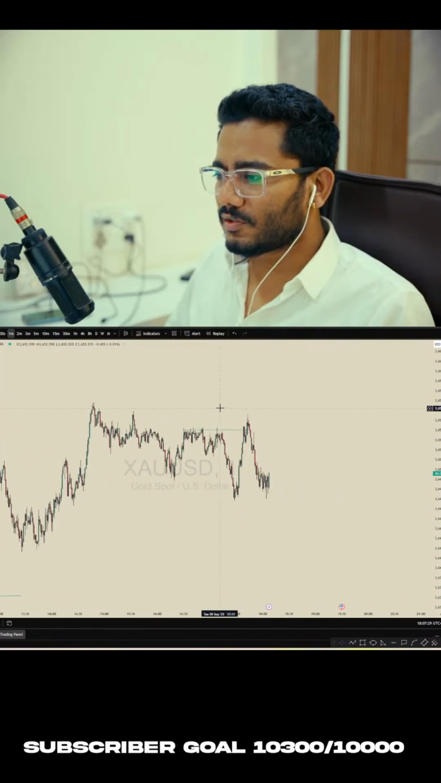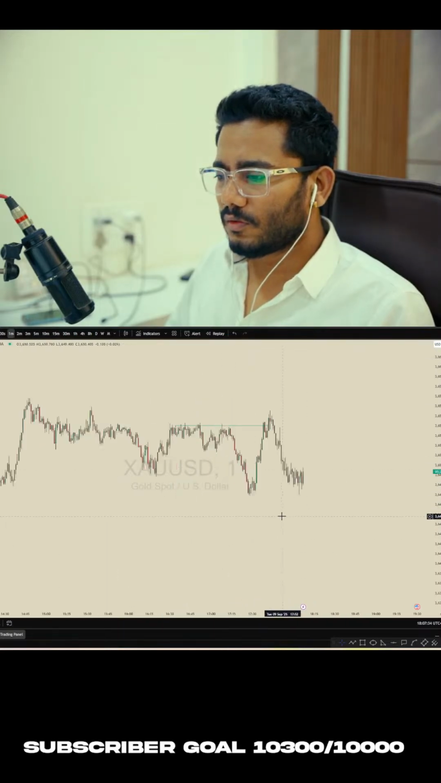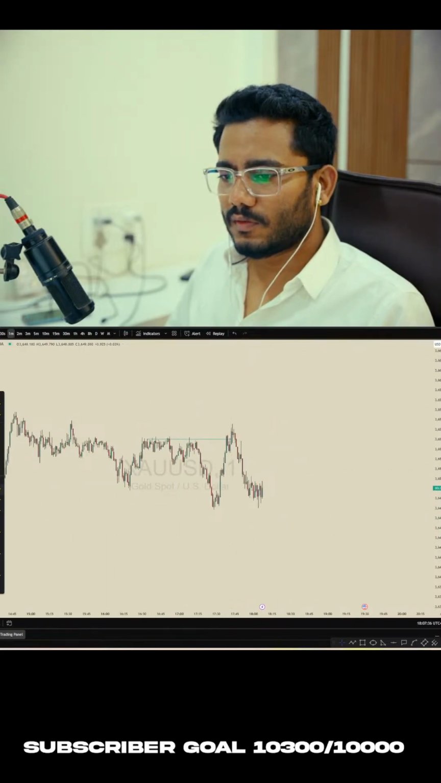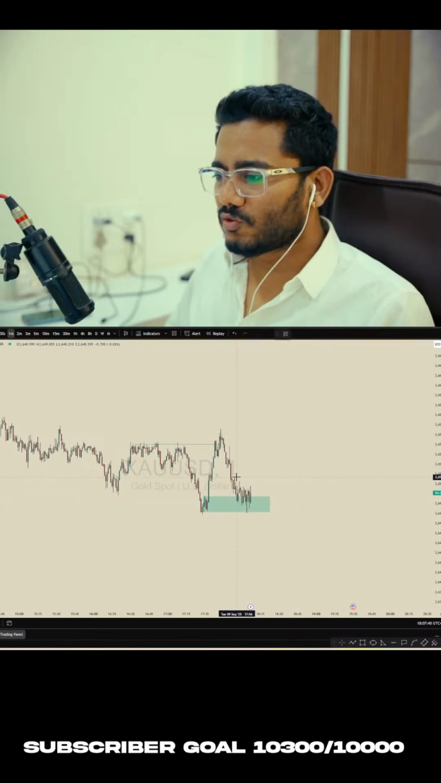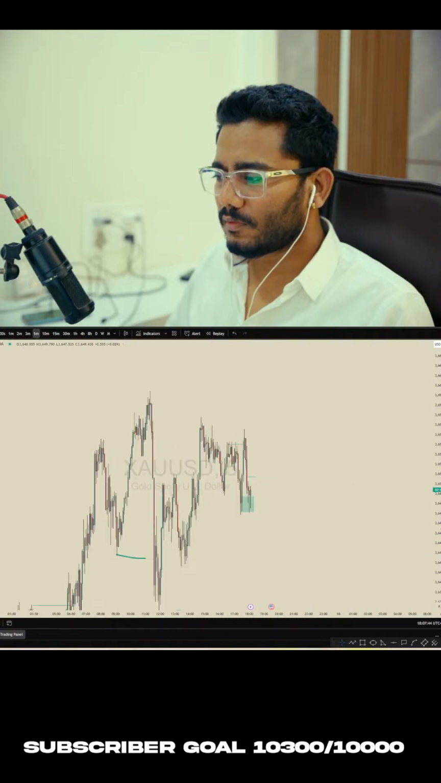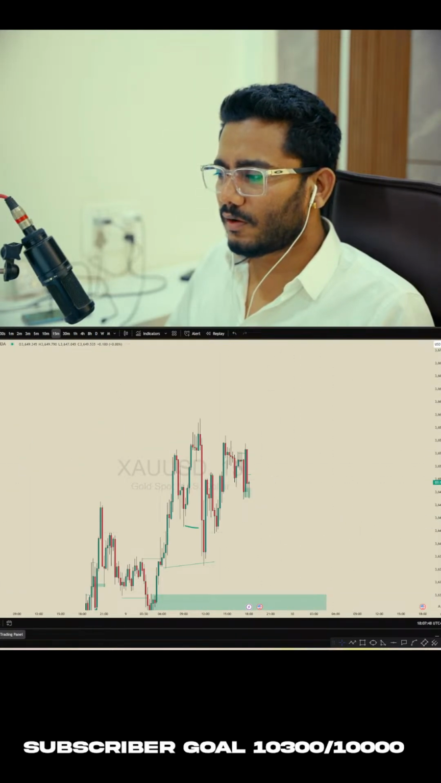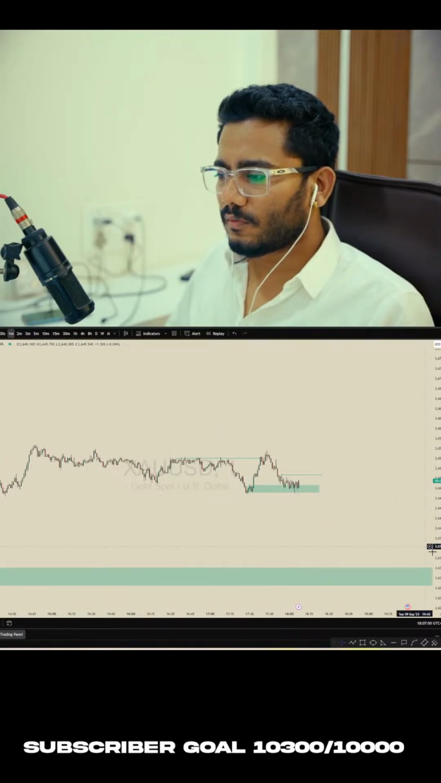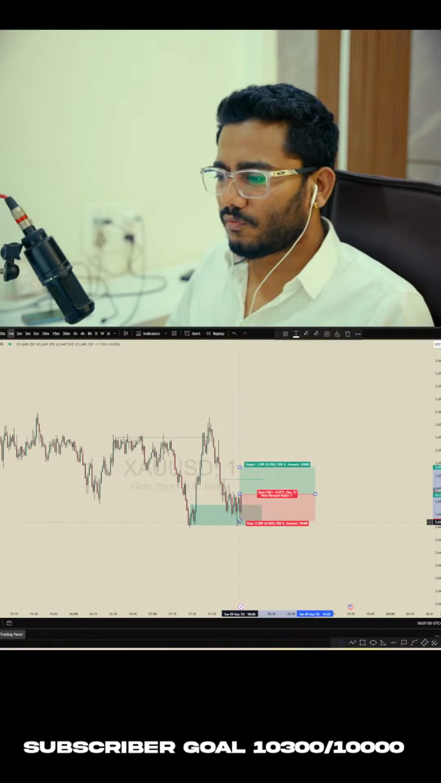On one minute, it's a structure break. On 30 minutes, it looks like it's with the liquidity. This is an order block which took out the liquidity. Let's wait for price to break this high. Because there is no liquidity, so I'm not that confident in this trade.